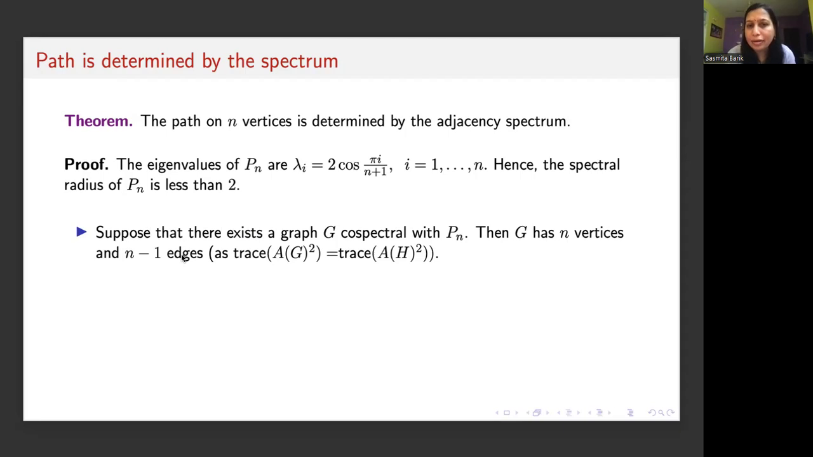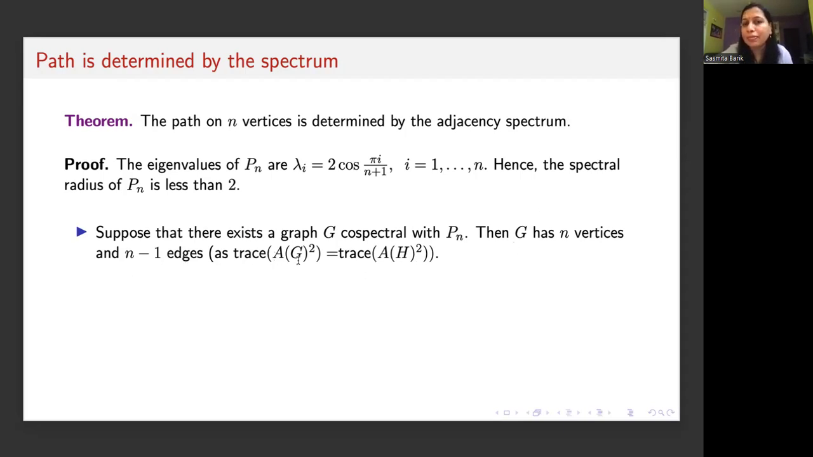Okay, so I started with a graph G and I am assuming that it's co-spectral with Pn. If it's co-spectral with Pn, then it will have n eigenvalues. So G must have n vertices.